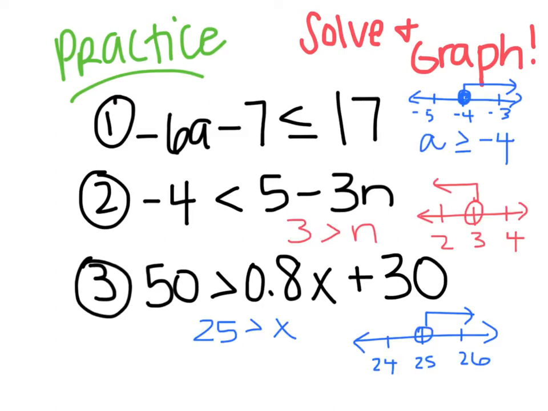Okay, here are your answers for you. The first one, a is greater than or equal to -4. There's the graph. The second, 3 is greater than n, and the graph for that. And then 25 is greater than x for the last one, and the graph for that. Make sure you need your arrow going to the left, not the right, because x is less than 25. Make sure you're getting these right. If you have questions, be sure to bring those to class.